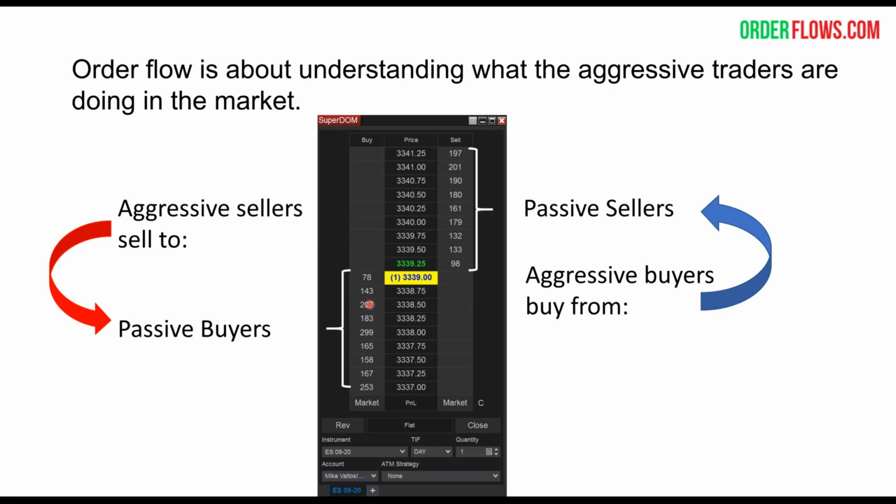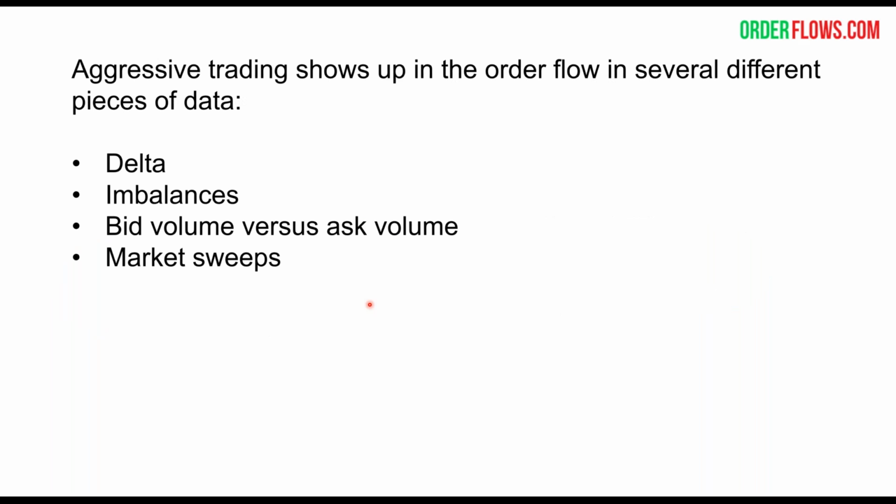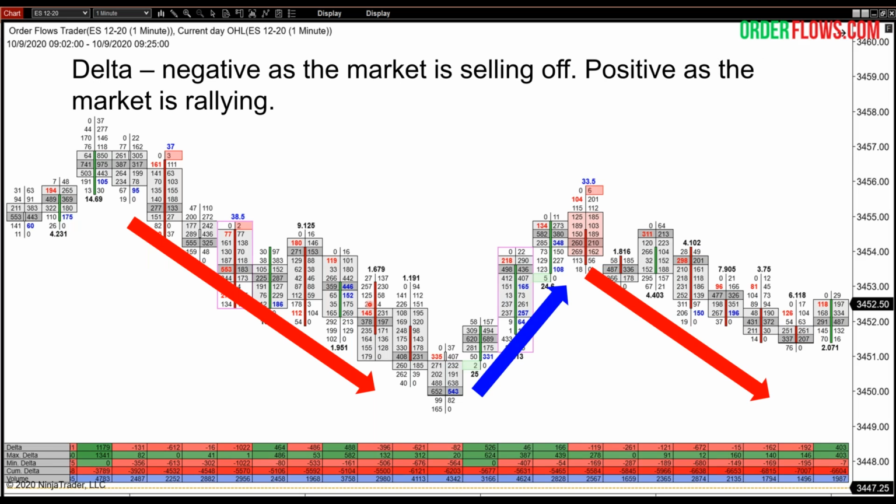Now, order flow is about understanding what those aggressive traders are doing. Remember, for a market to move, someone has to be aggressive. Either the aggressive seller has to sell to a passive buyer, or an aggressive buyer has to buy from a passive seller. Now, aggressive trading is going to show up in several different pieces of data. It's going to show up in the delta. It's going to show up in the imbalances. It's going to show up in the actual footprint, if you're analyzing the bid volume versus the ask volume, and market sweeps. Market sweeps is sort of a combination of a few of those things, the imbalances and the volume.